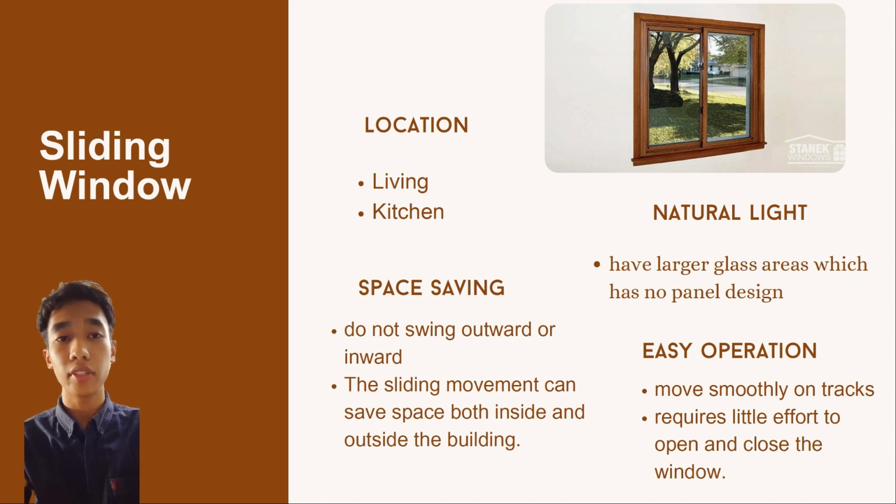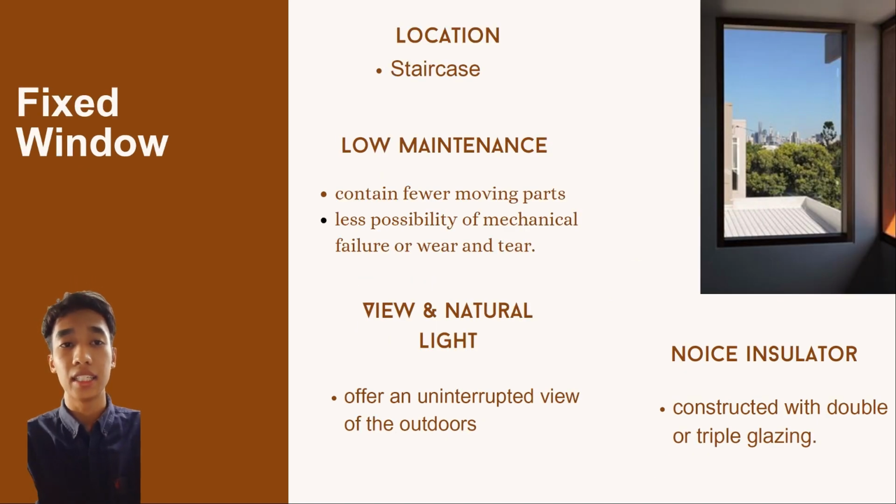Second, it gives more natural light, because sliding windows have larger glass areas with no panel design, allowing ample natural light to enter the house. Another advantage of sliding windows is that they are space saving. Sliding windows do not swing outward or inward like casement windows, so the sliding movement can save space both inside and outside the building.